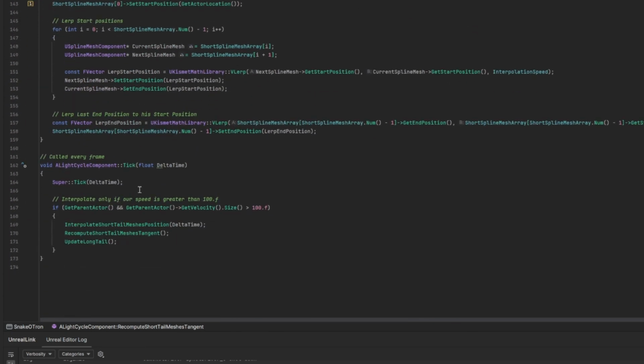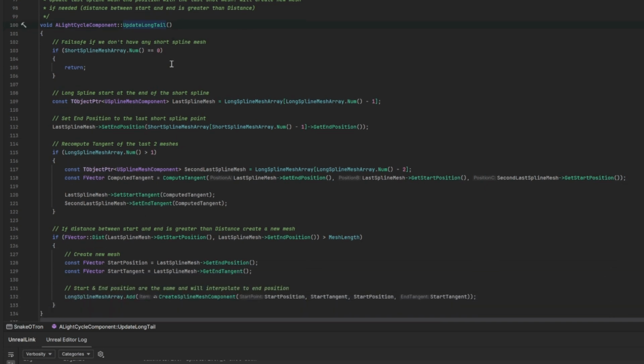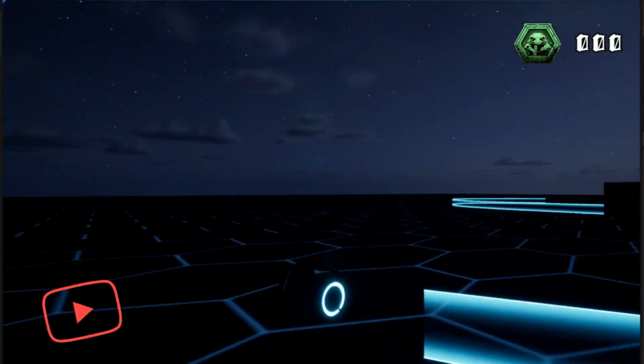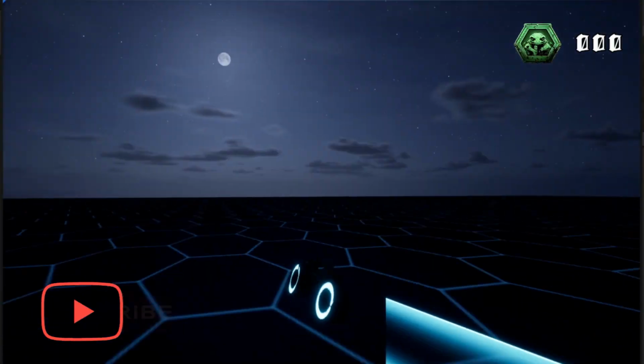Eventually, after the short tail reaches a certain length, I just create a new spline mesh and attach it to the last position of the short tail, so it can be attached to it. Not really attached, but it will lerp to it like I did for the short tail. So that was the progress that I've done on the Tron Light Cycle.